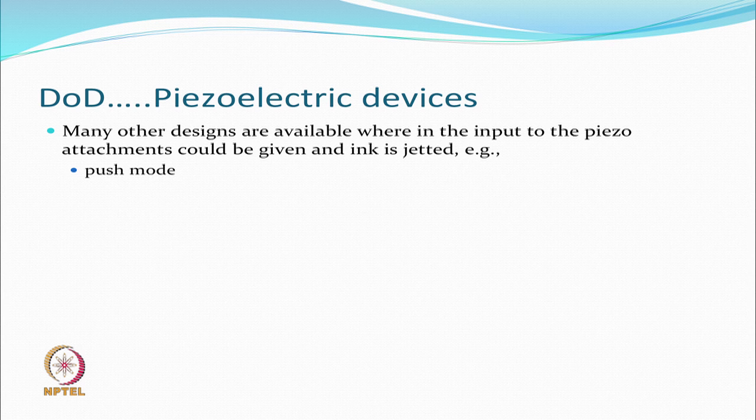unless pushed. So, the jetting of the ink can be done by the method that we have talked about above, or by methods which could be a simple push, when the poling direction and the electric field direction are the same. It will generally be a push mode, and you can get the drops.